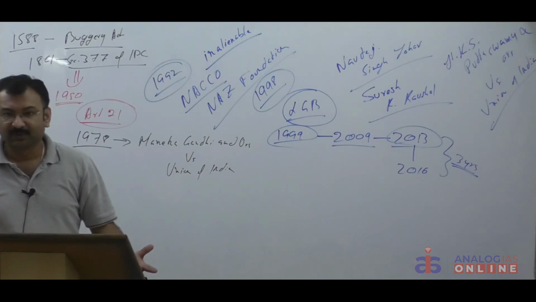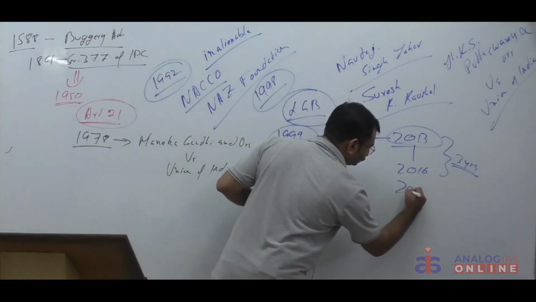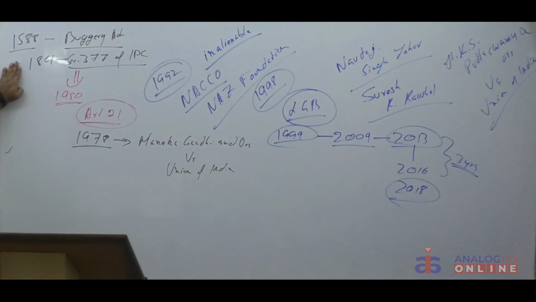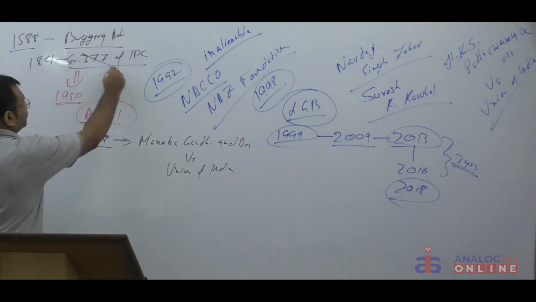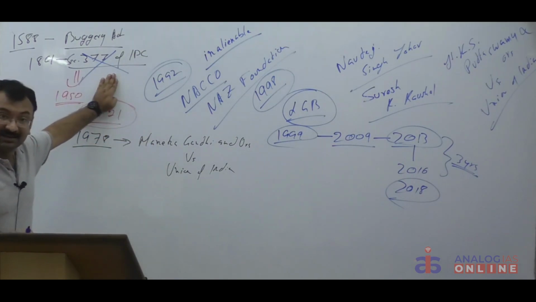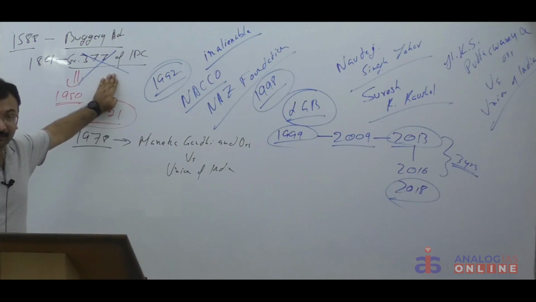Clear? Result, 2018: the Supreme Court would finally strike down homosexuality from the list of unnatural sexes considered as criminal offense under section 377. Guys, this is the difference. Be careful. When we go through the newspaper reports, it feels like section 377 has been scrapped. No, it has not been scrapped. Section 377 is still there. Those idiotic actions, bestialities and all, they are still criminal offenses.